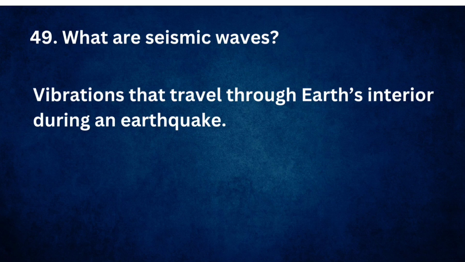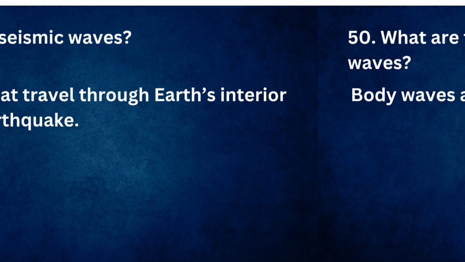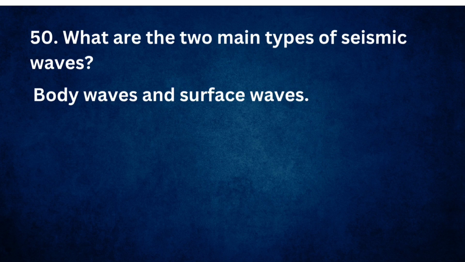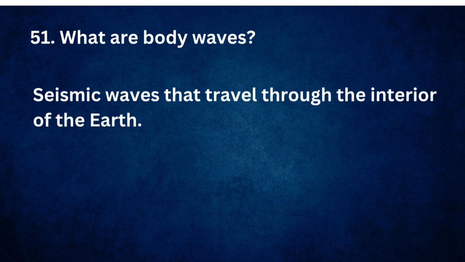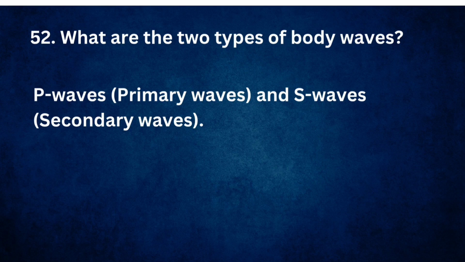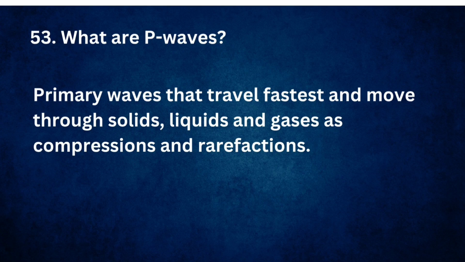What are seismic waves? Vibrations that travel through Earth's interior during an earthquake. What are the two main types of seismic waves? Body waves and surface waves. What are body waves? Seismic waves that travel through the interior of the Earth. What are the two types of body waves? P waves, primary waves, and S waves, secondary waves. What are P waves? Primary waves that travel fastest and move through solids, liquids, and gases as compressions and rarefactions.